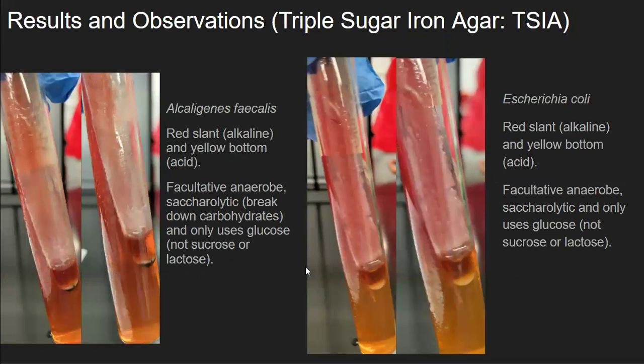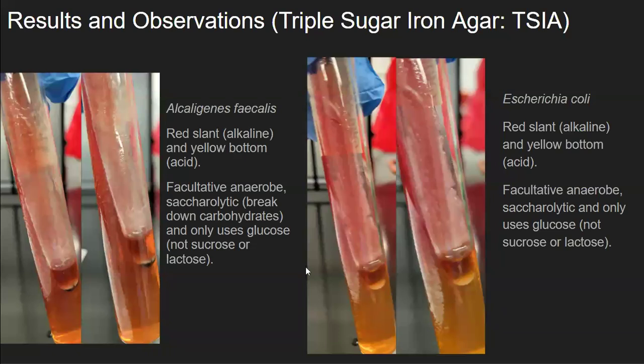Triple sugar iron agar, TSIA. For Alkaligenes faecalis, there was a red slant of alkaline and yellow bottom for acid, indicating that this bacteria is a facultative anaerobe, saccharolytic, and only uses glucose, not sucrose or lactose.